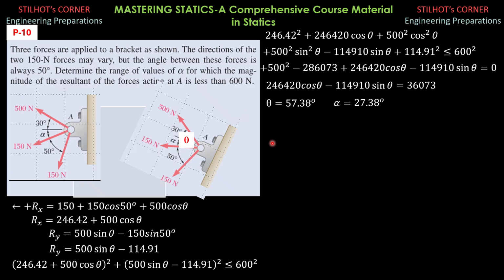So that's 27.38 degrees. And we take note of the possibility that alpha will be somewhere here, such that the forces will be there. So it's also possible that theta is 200 plus degrees. So try 200 plus degrees. The other value of theta is 252.6 degrees, so alpha would be minus 30, 222.6 degrees. Therefore, the range of values of alpha would be 27.38 degrees less than or equal to alpha less than or equal to 222.6 degrees.